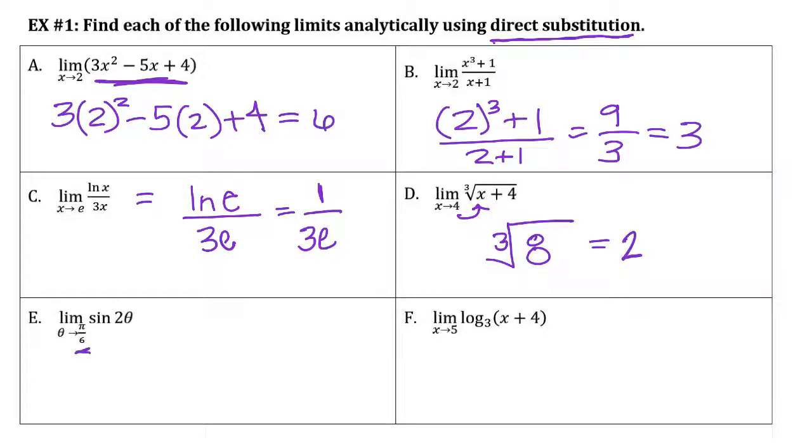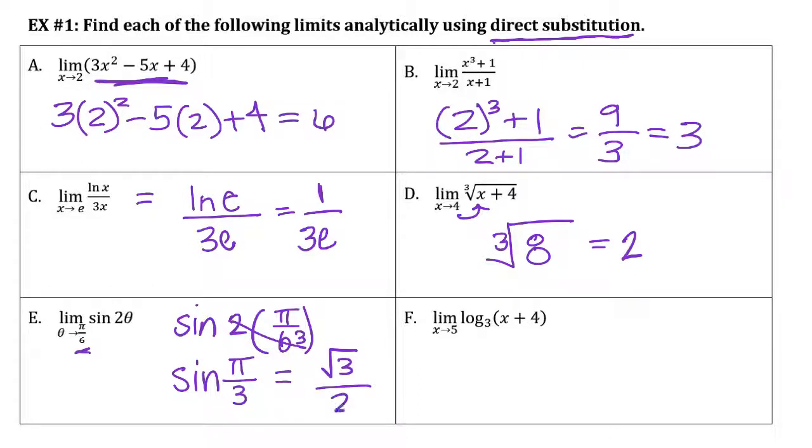Oh no, we have a trick here. So let's substitute this in. So I'm going to have the sine of 2 times pi over 6. And so we're going to cancel that 2 with that 6. So that's really going to give us sine of pi over 3. And sine of pi over 3 is the same thing as asking sine of 60 degrees. And that's going to give us square root of 3 over 2.